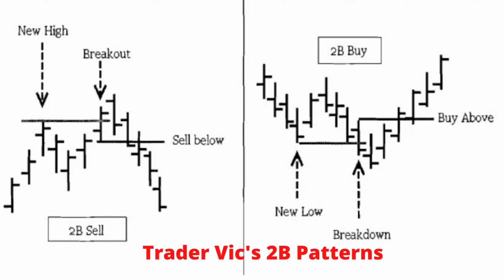The 2B setup looks like a micro M pattern and signals trend reversal when prices stop making higher highs in an uptrend. The 2B pattern rule is when prices make a new high or new low, they pull back for a healthy retracement. After retracement, the prices try to retest the new highs or new lows.